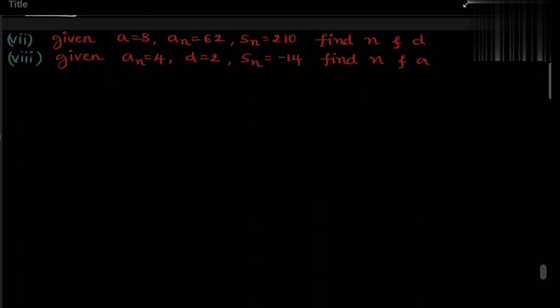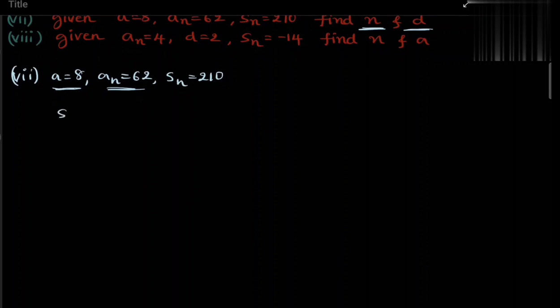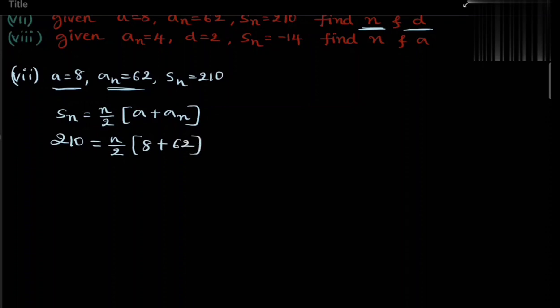Here they have given the first term a is equal to 8, an is equal to 62 and Sn is equal to 210. We have to find the number of terms and the common difference. So in the 7th one they have given the first term a is equal to 8, an is equal to 62 and Sn is equal to 210. Here the last term and first term are given. We know the sum of the first n terms of an AP, right? That is Sn is equal to n by 2 into (a plus an). Here Sn is 210, n we don't know, a is 8, an is 62.